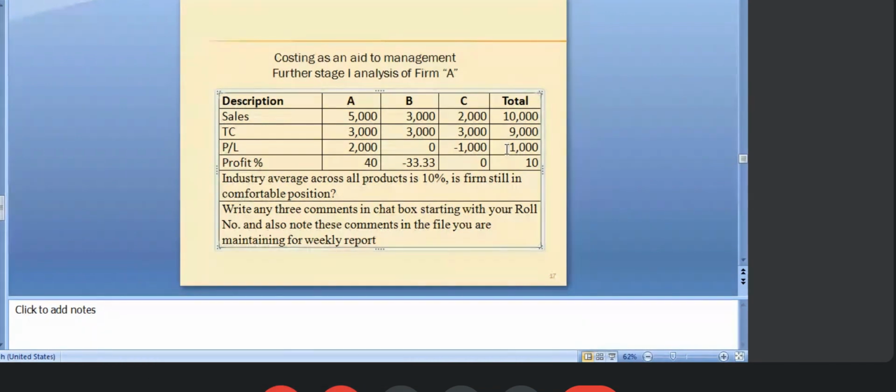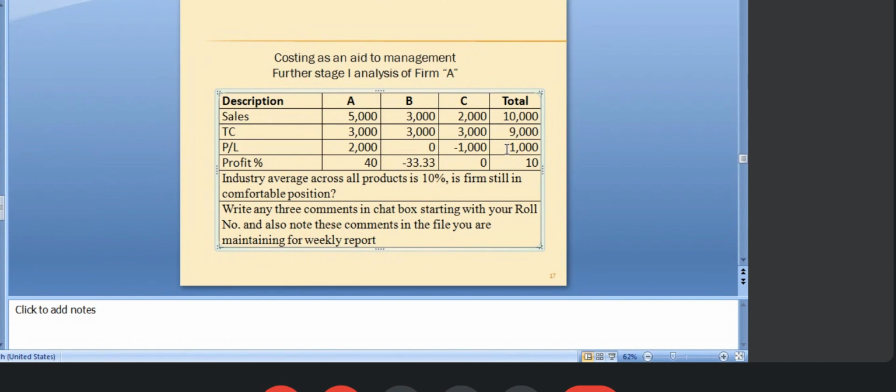Can you now conclude that firm A, in spite of earning 10% of profit, which is almost of the industry average, is it in a comfortable position or not? Will you change your decision or you will still stick to the same decision? It is still in a comfortable position. Sir, not, sir. No, sir. Not in a comfortable position.